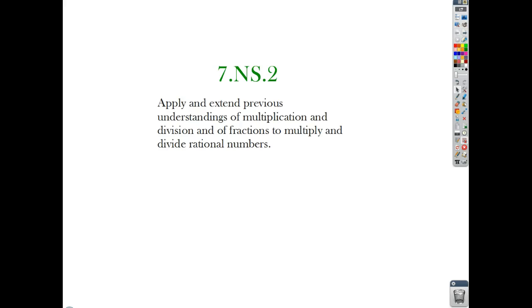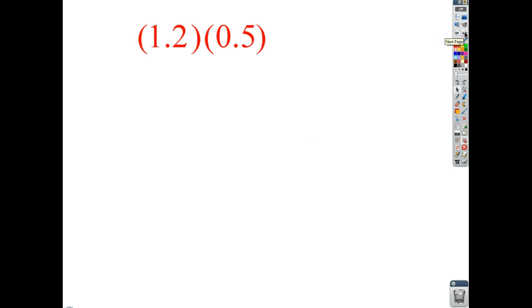Continuing with multiplying and dividing with negative numbers, we talked about doing it with integers. Now we're going to talk about doing it with decimals. And then later on in the course, we will talk about it with fractions. All right, so I'm not really going to go through the process of how we multiply decimals.